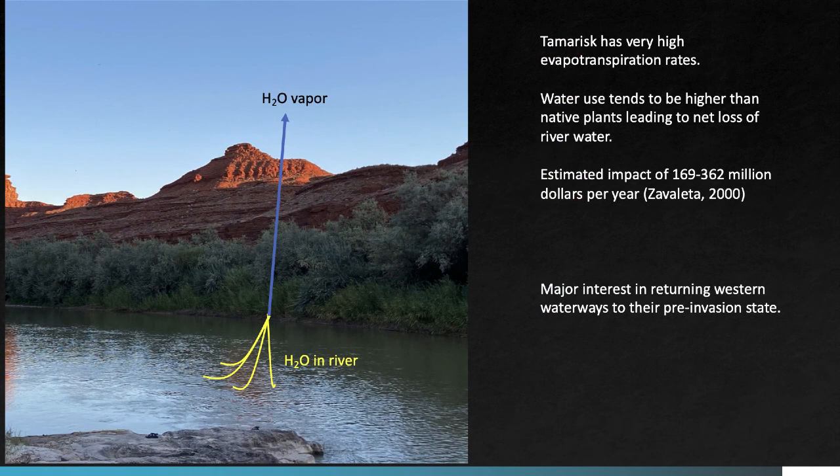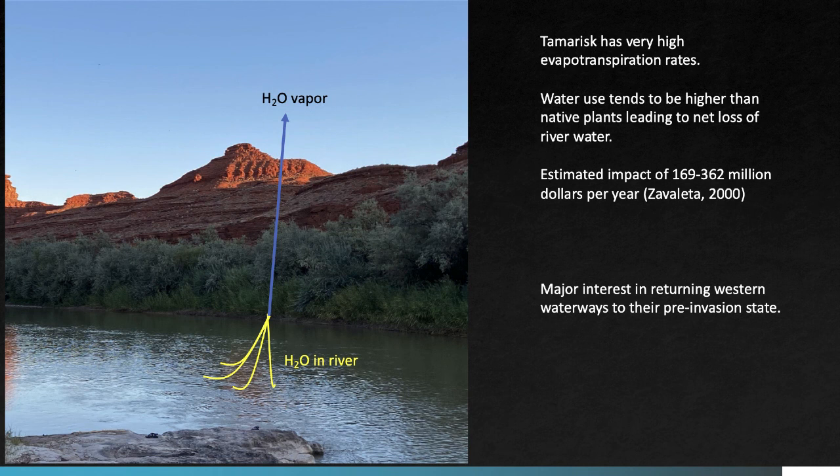One of the other major issues with tamarisk is that it has a very high evapotranspiration rate. Evapotranspiration is a movement of water from soils or surrounding areas into roots, up through a plant, and out through small holes in leaves called stomates. Different plants have different rates of evapotranspiration, and as it turns out, the tamarisk needs a lot of water and has very high evapotranspiration.